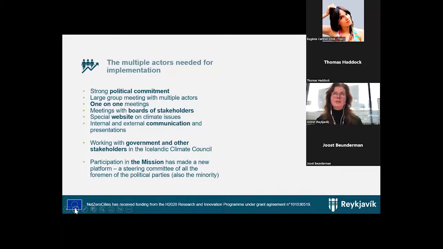We have a special website on climate issues, and I highly recommend that. It's very easy to distribute the information and just to have it in one place. And then of course you have to have the communication people working with you there, and internal and external communication, to have presentations ready that are extremely important.